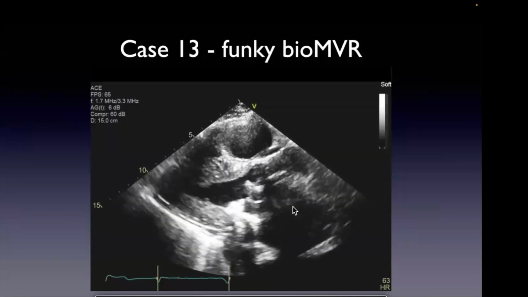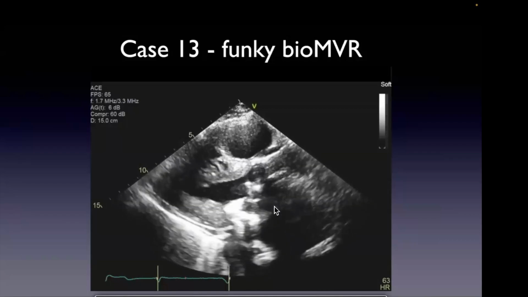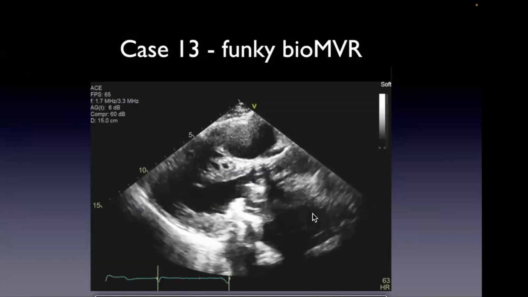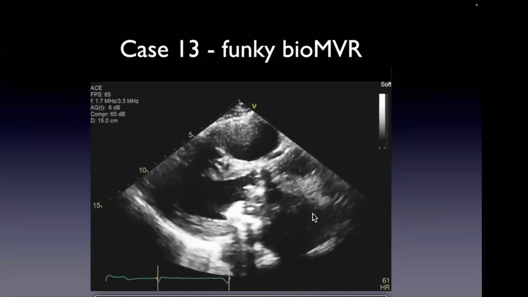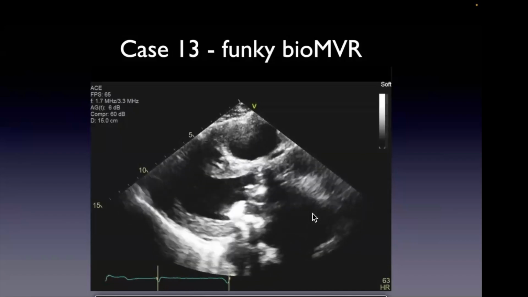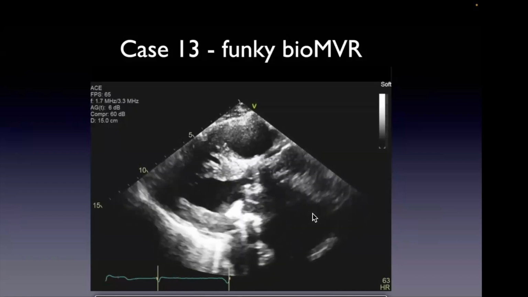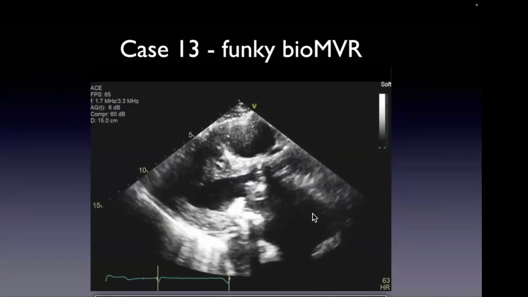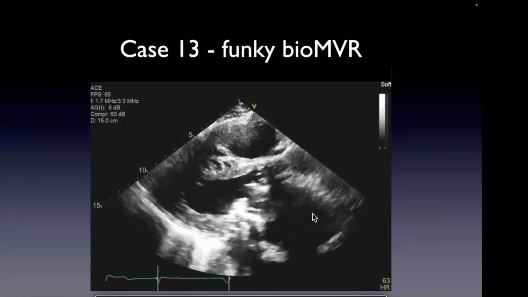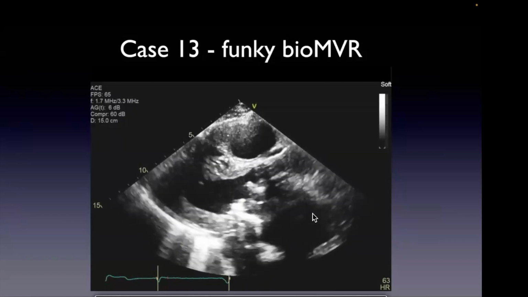It looks like the tips are opening into the left atrium as opposed to the left ventricle. Did you see that? First time I was like, oh my gosh, look at that. The surgeon is trying to wrap his head around it. At least they open at the right timing, I hope. Anyway, it's a bit of an optical illusion.